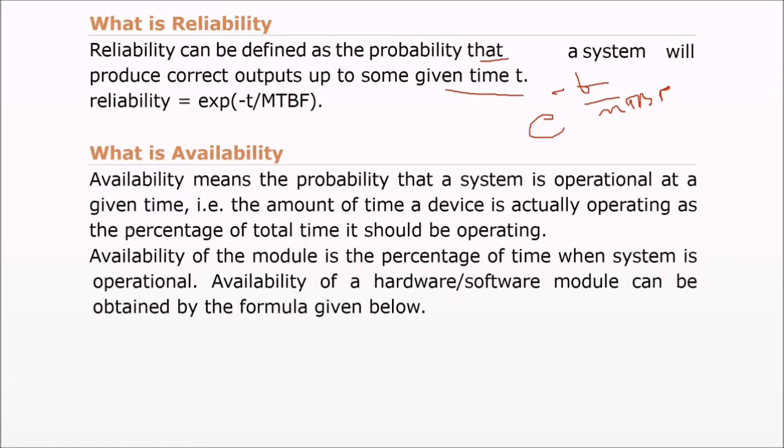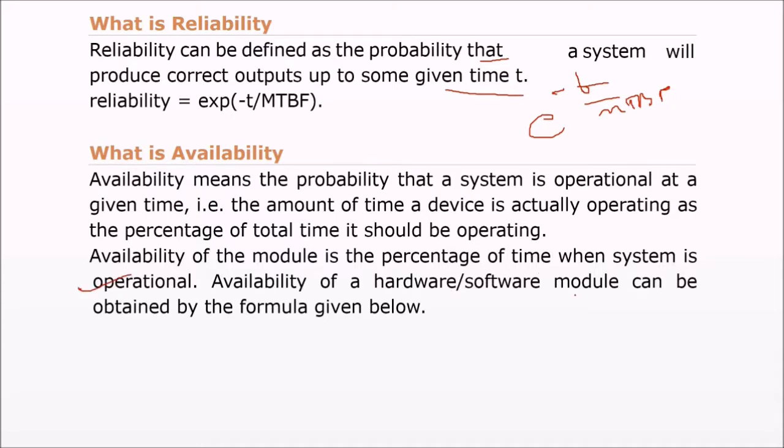What is availability? It means the probability that the system is operational at a given time. That is the amount of time a device is actually operating as a percentage of total time it should be operating. So availability of the module is the percentage of the time when the system is actually operational.